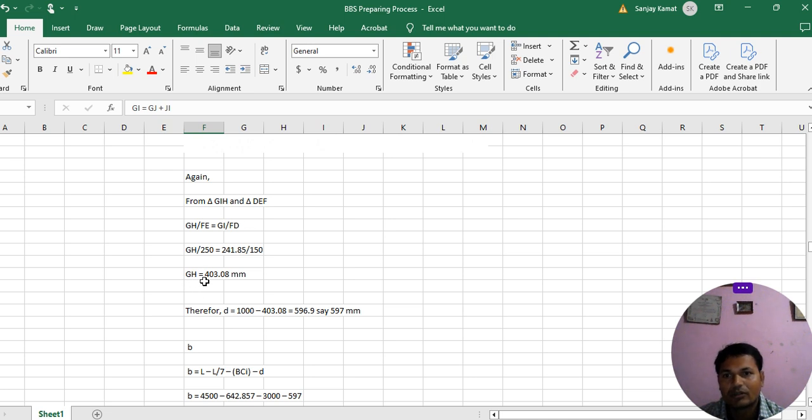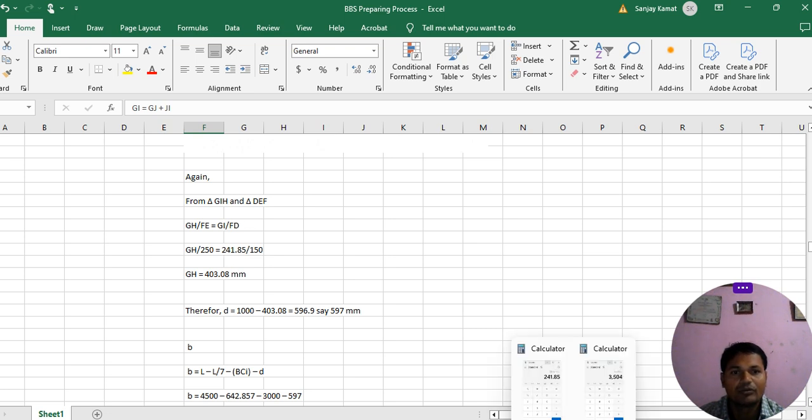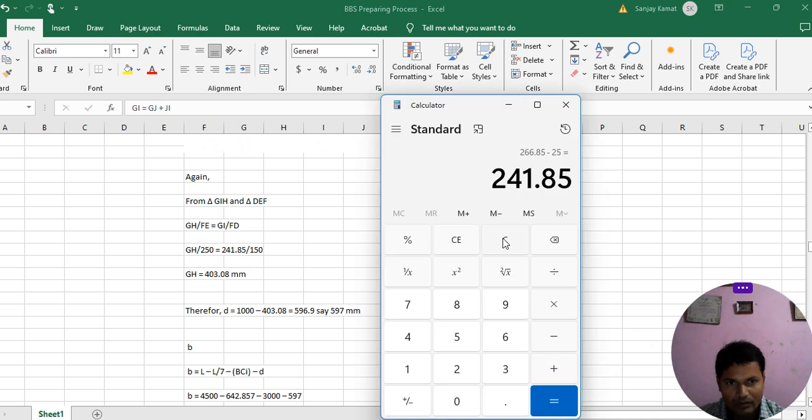It will come after solving, as I told you earlier how to solve. Okay, so do the division first: 241.85 by 150. How much will it be? I will show you in the calculator. Okay, first of all, do clear.